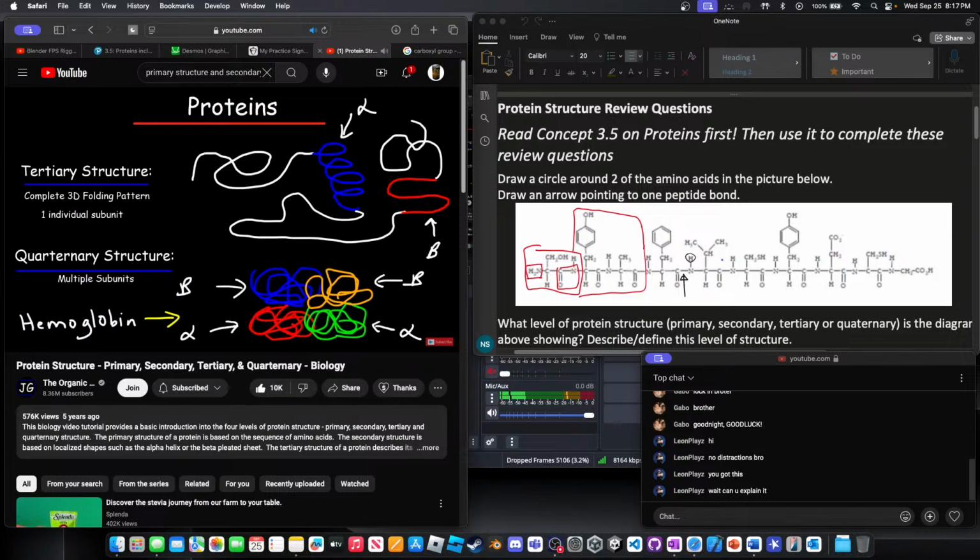Now, the tertiary structure is one individual subunit. When you combine multiple subunits, you create a quaternary structure. So hemoglobin is an example of that.